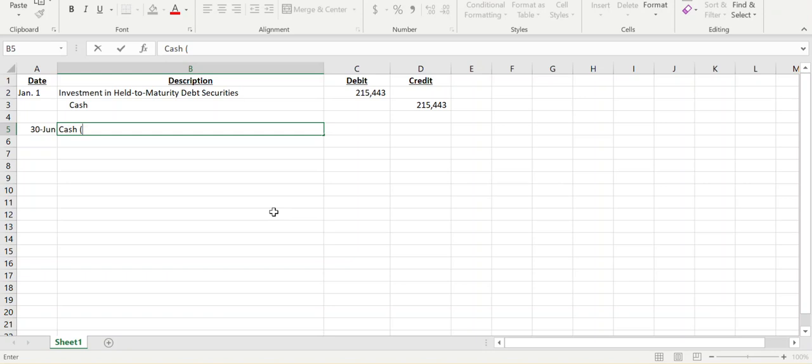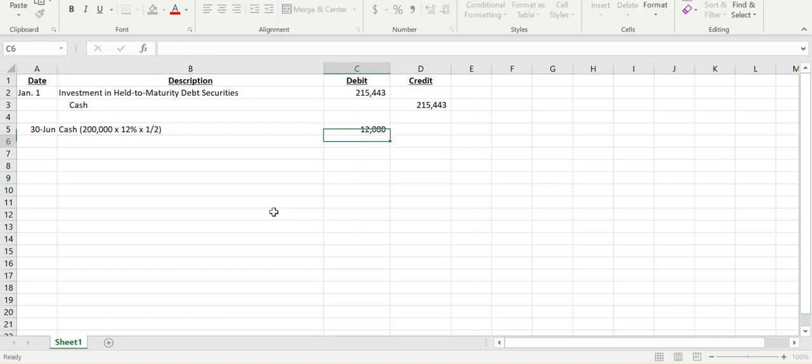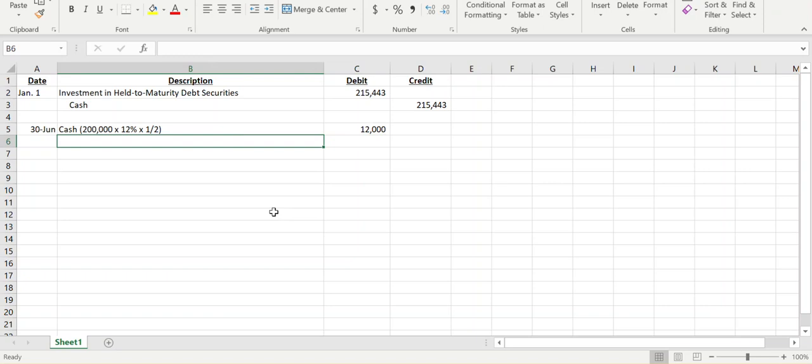So when we're talking about interest calculations, it's always the face value of the investment, in this case the bond, times the annual interest rate, in this case 12%. And the 12% again is an annual interest rate, but this company is going to be receiving interest payments on a semi-annual basis. So we have to cut that in half because we're going to split the interest payment into 2 separate pieces. So that means we're going to receive $12,000 in cash at that time. What this does is that it reduces our investment account in our held to maturity debt securities.